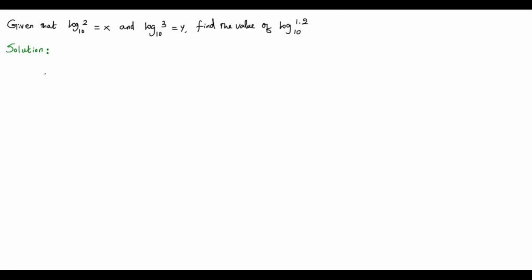Here I have a problem on logarithm. Let's read the question. Given that log 2 to the base 10 is equal to x and log 3 to the base 10 is equal to y, find the value of log 1.2 to the base 10. So we have to find the value of log 1.2 to the base 10.